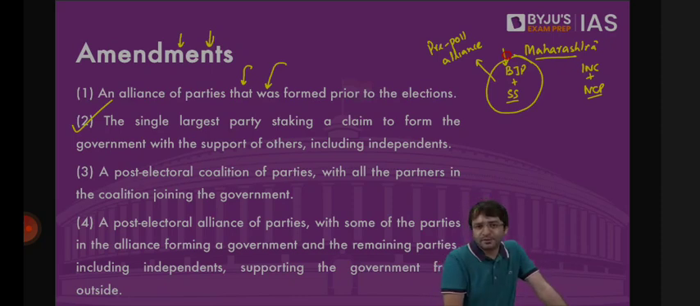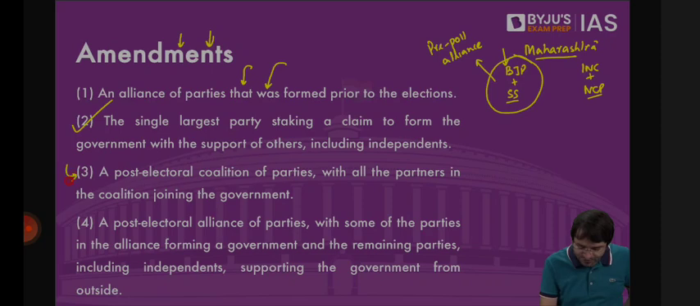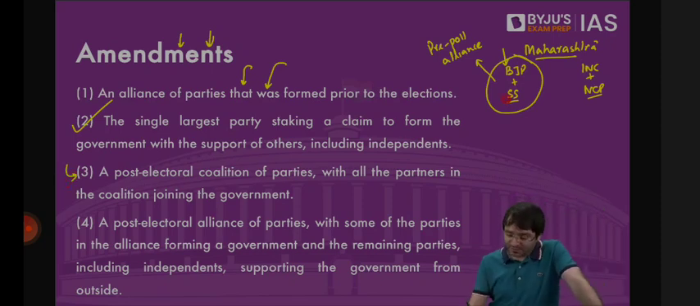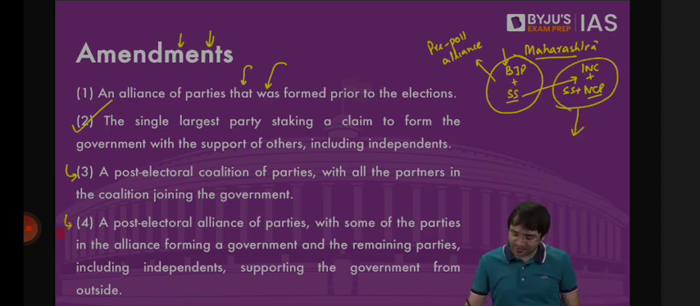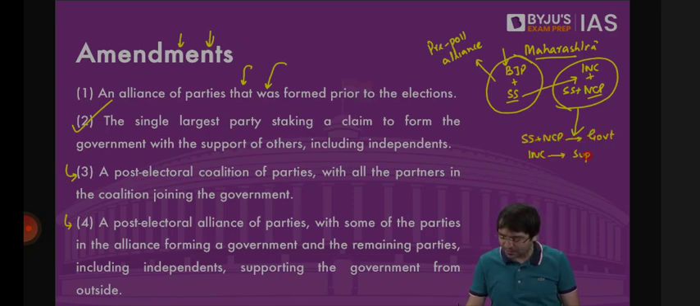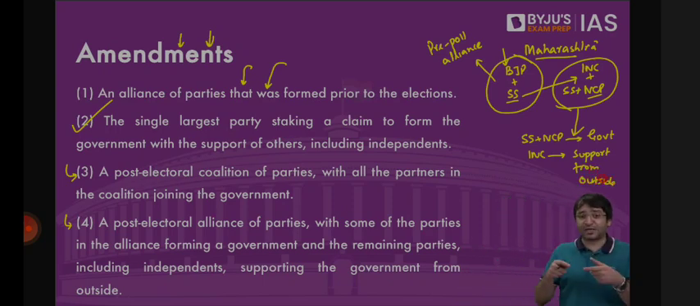If even then you are not able to form the government, then a post-electoral coalition. After the election, if there is a coalition, which means Shiv Sena decides to come together with Congress and the NCP, now this alliance should be in a position to form the government. If this is also not possible, then an alliance, let's say, of Shiv Sena plus NCP, their members will be part of the government. Congress will support the government from outside. They will not form or join the government, but they will support it from outside.